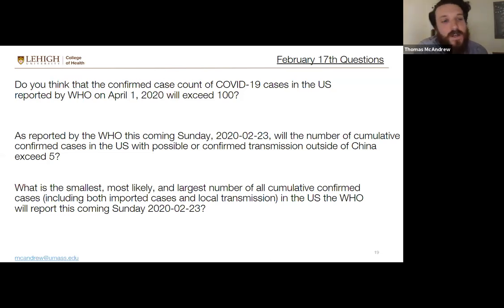Second question, as reported by the WHO this Sunday, February 23rd, will the number of cumulative confirmed cases in the US with possible or confirmed transmission outside of China exceed 5? The final question we asked, what is the smallest, most likely, and largest number of all cumulative confirmed cases imported in local transmission? The WHO will report this coming Sunday, February 23rd. Let's take a look at the results. Next slide, please.